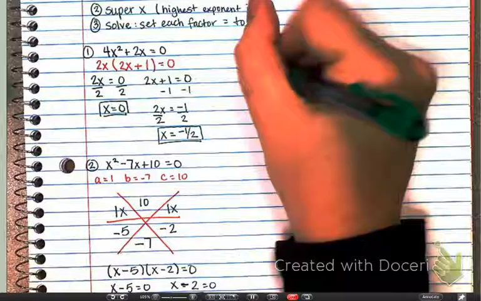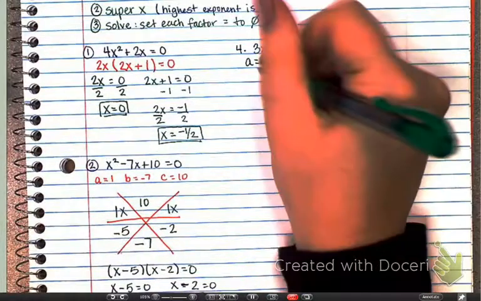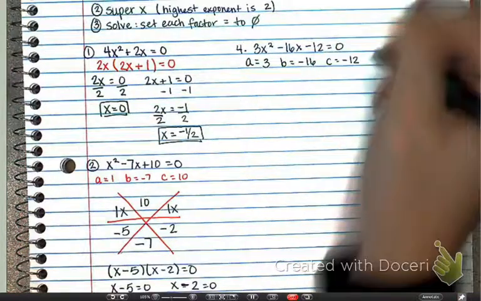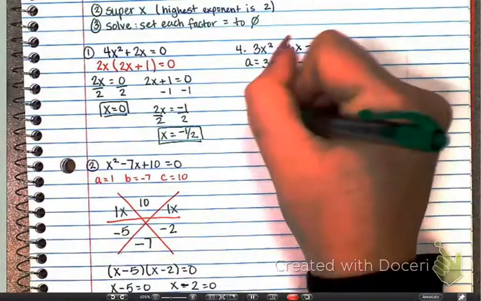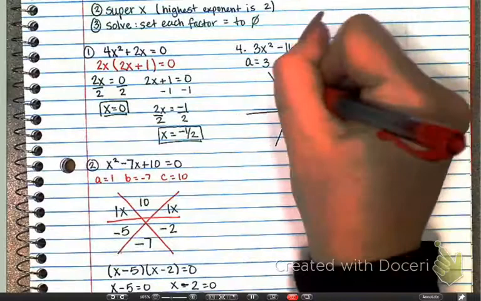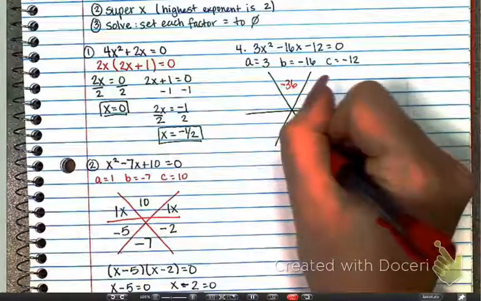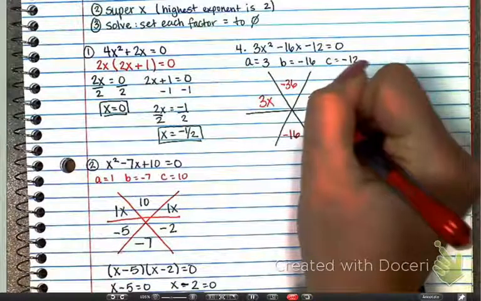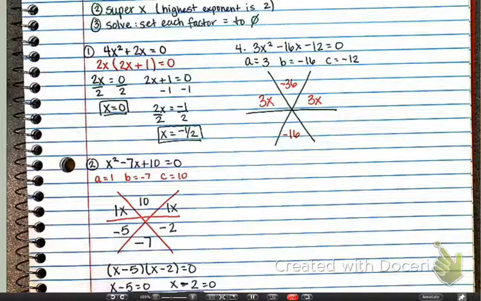So we're going to go straight to my super X. What is A? 3. What is B? And C? Okay. So on top is 3 times negative 12, which is negative 36. On bottom is B, which is negative 16. And then I have 3x and 3x. So before you shout it out, I want everyone to get a chance to think of 2 numbers that multiply to negative 36 and add to negative 16.